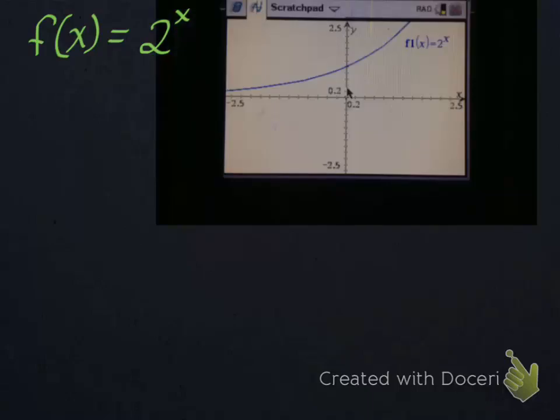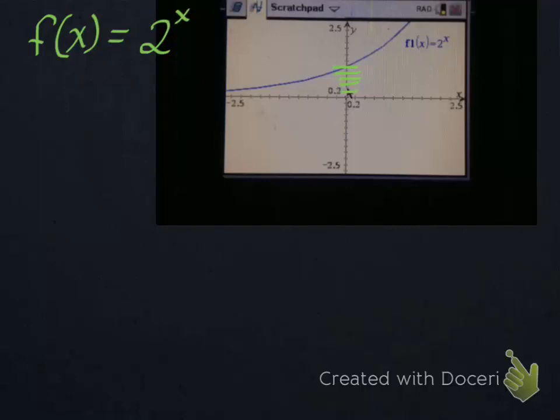So, in your calculator, I want you to graph f of x equals 2 to the x. And so, if you look here, we have to figure out how far up we are. That's 0.2, 0.4, 0.6, 0.8, 1. So it crosses at 1.